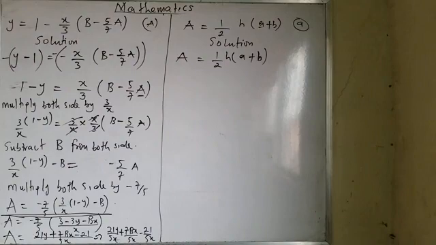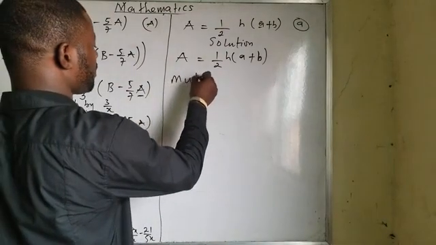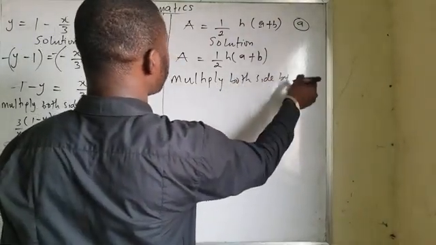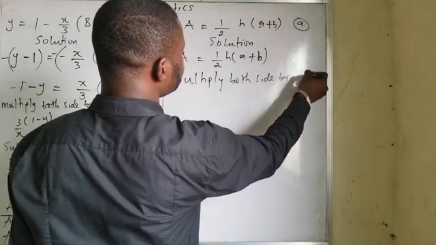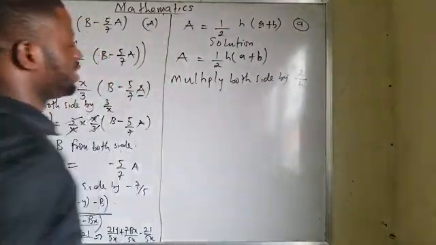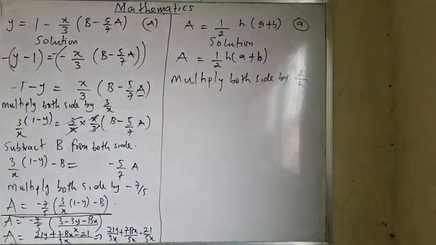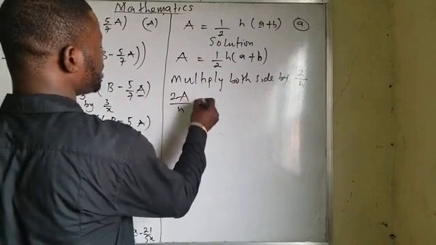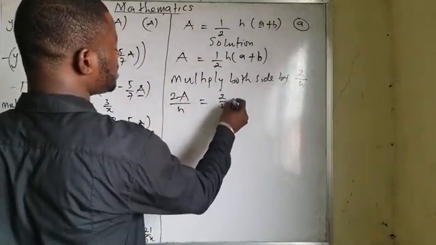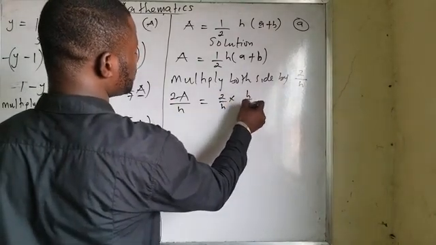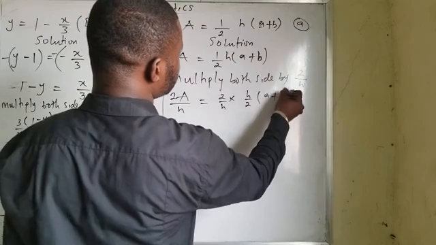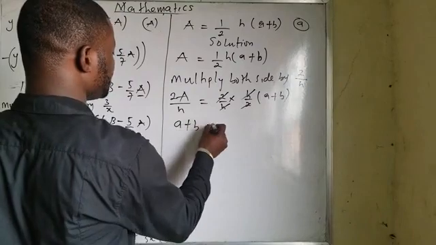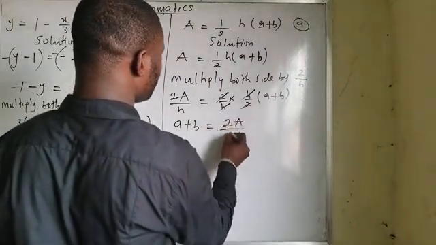The first thing I will do, if I were you, is multiply both sides by 2 all over h. Can you see? It means I'll have a 2 all over h equals 2 all over h multiplied by h all over 2 bracket of a plus b. This will cancel this. Now I have a plus b equals 2a all over h.